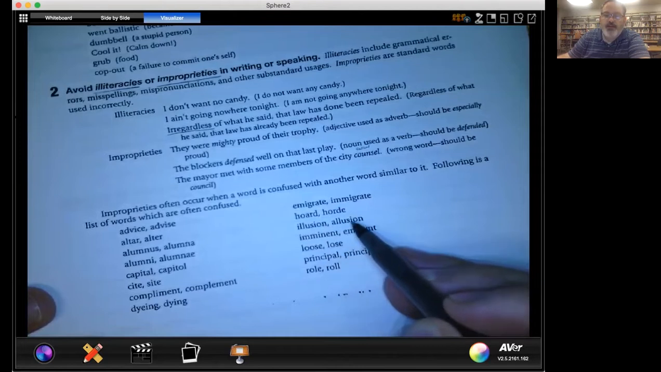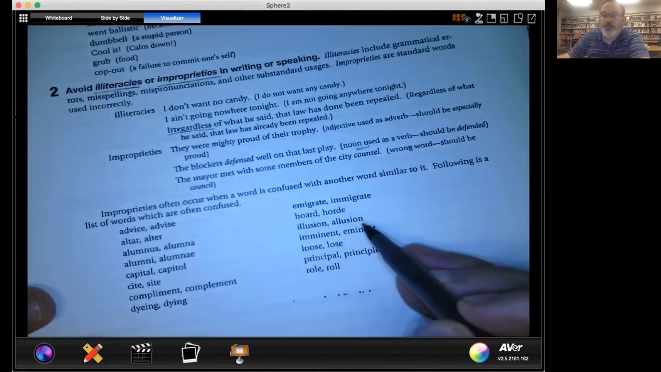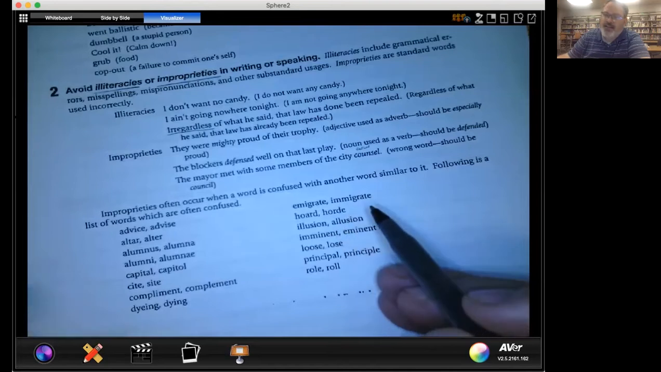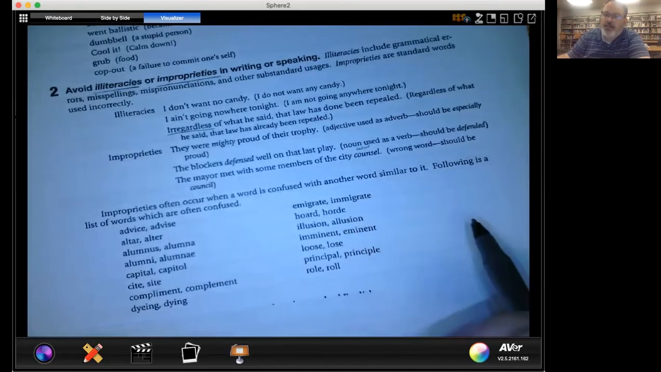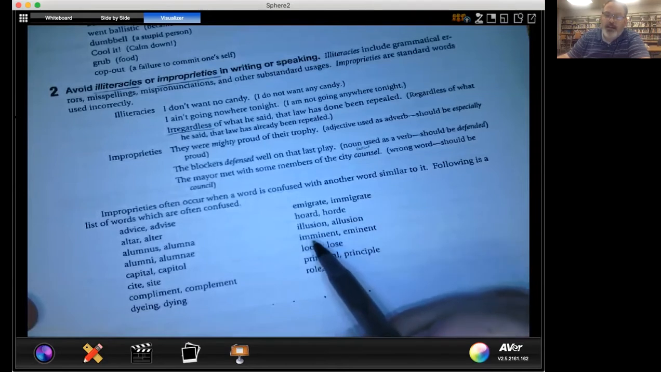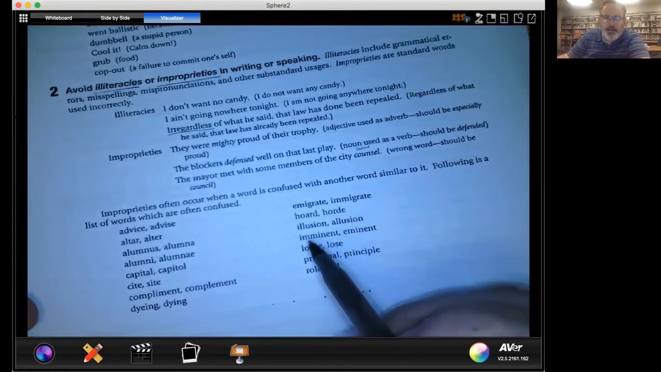Illusion and allusion. Illusion is a magic trick. Allusion is when we're referring to something without actually referring to it. If you're alluding to something else, you know, like he didn't exactly say that I'm a lazy person, but all of the things he said alluded to him believing that I'm lazy. Eminent and imminent. I forget which is which.